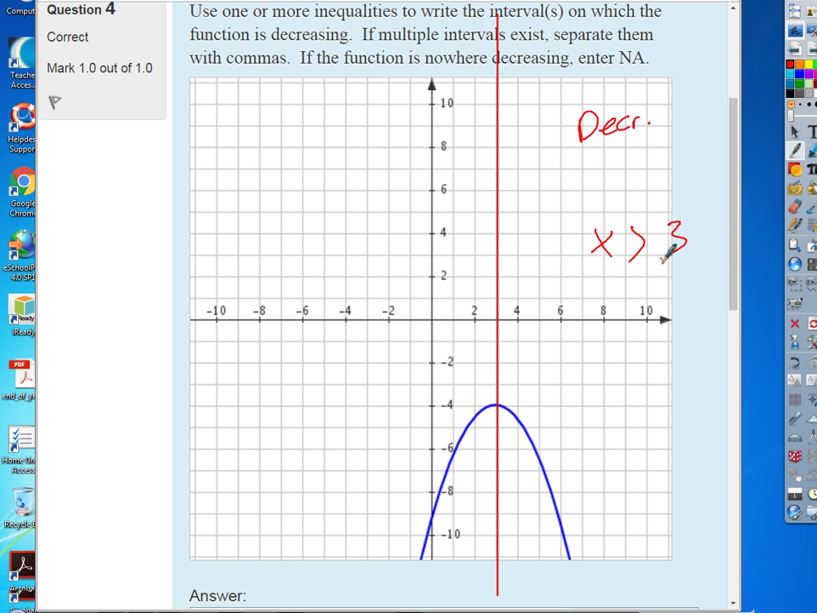No, it's not. Because at the top of the function right there, it's flat, right? If I were to balance a ball on the top of that, it wouldn't roll because it's not increasing or decreasing there. But if I nudge it to the right just a little bit, it's going to start rolling down the hill, right? So it's only greater than 3.